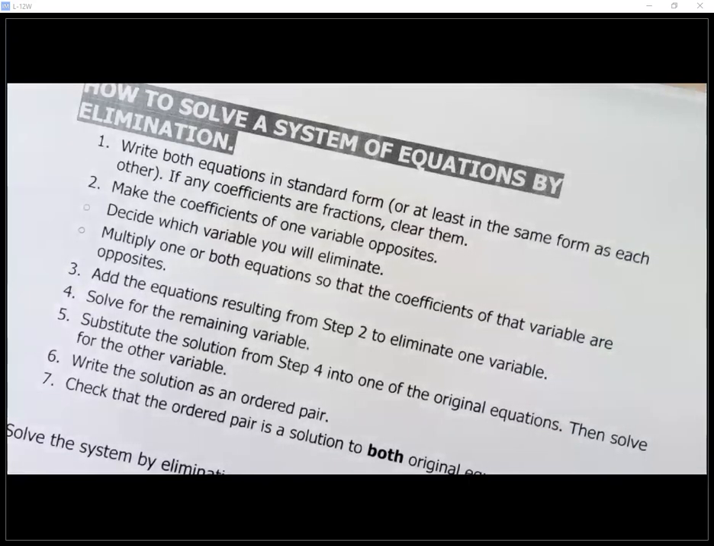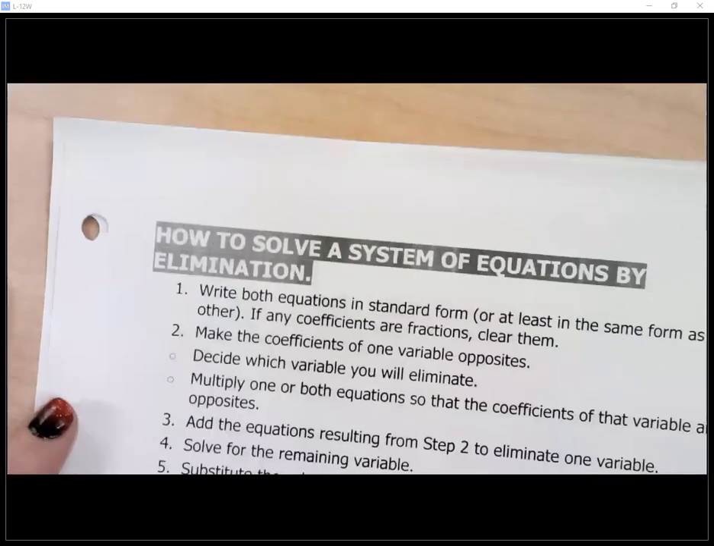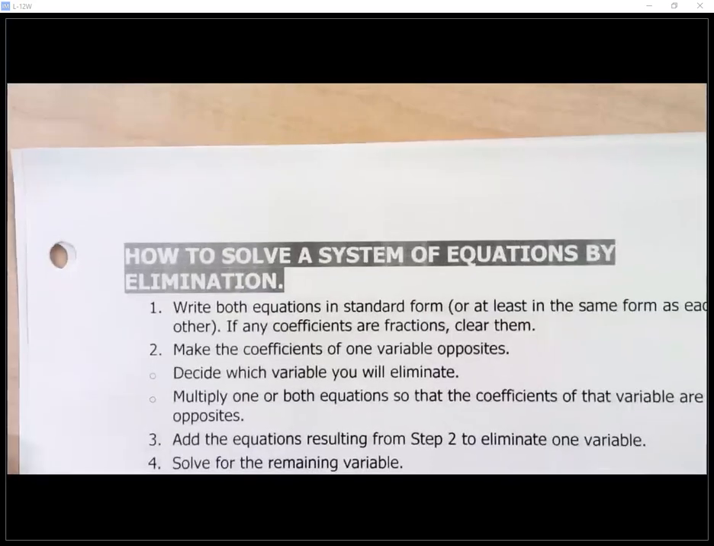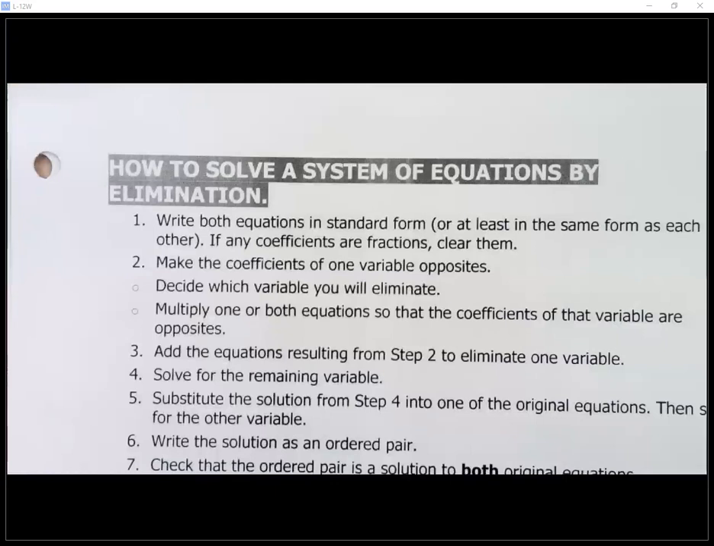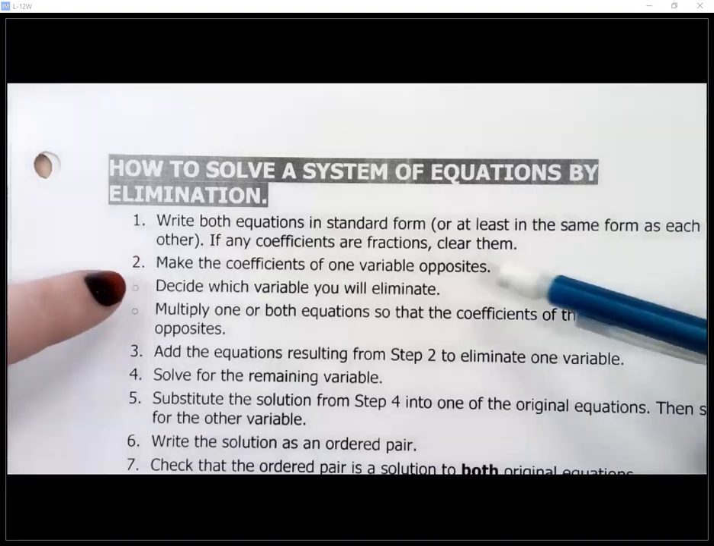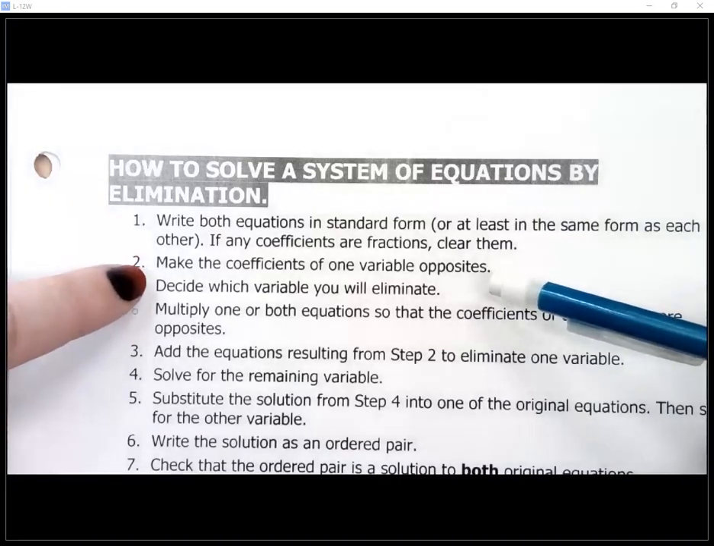Okay, everybody, ladies and gentlemen, let's take a look at the steps that we have here at the top. They're printed for you, so you don't have to write them out. But it's pretty straightforward. So first, you're going to make sure that both equations are in the same form. It doesn't matter what form it is, as long as they match. If you do have any fractional coefficients, we want to clear them. We're not going to deal with fractions here. And then your goal is to make the coefficients of one variable opposites of each other.